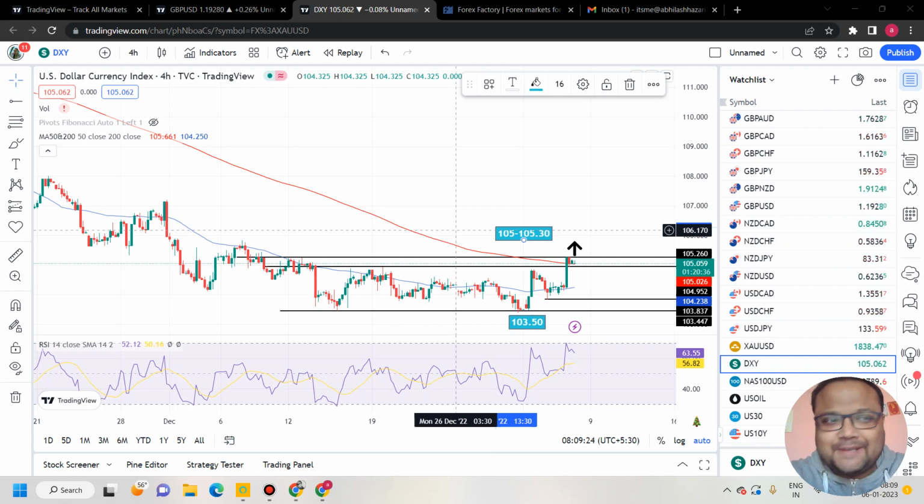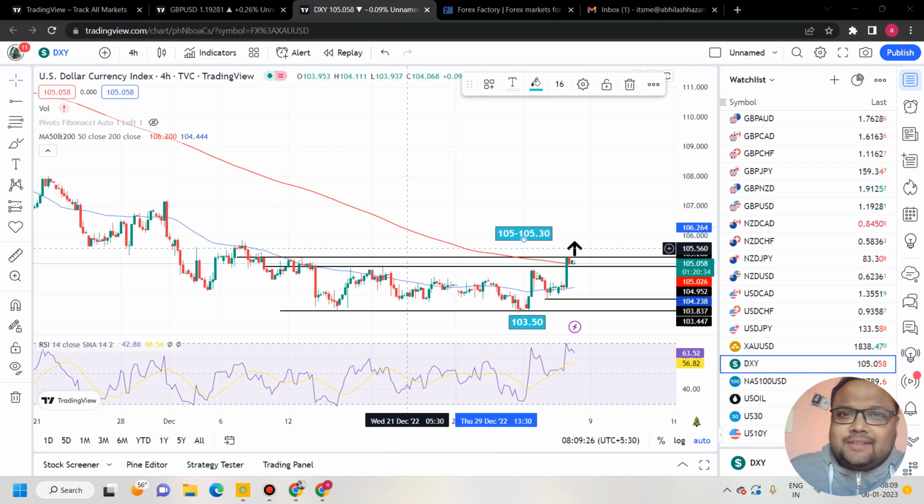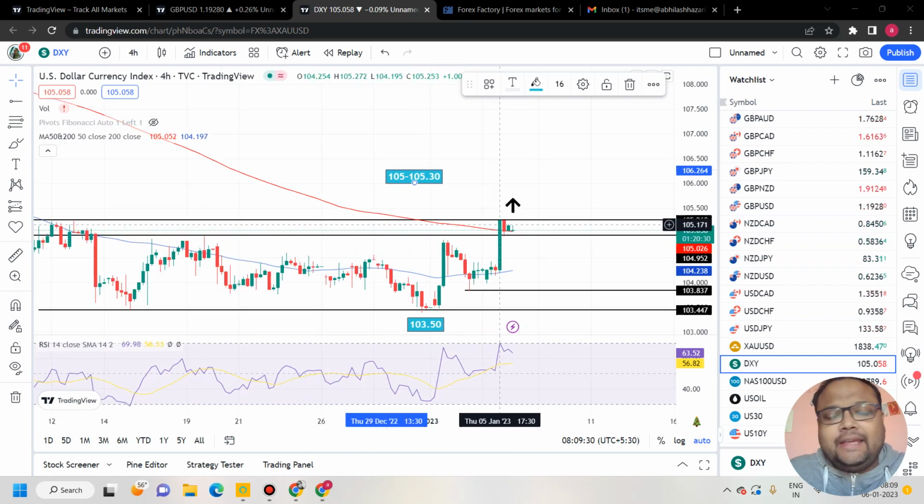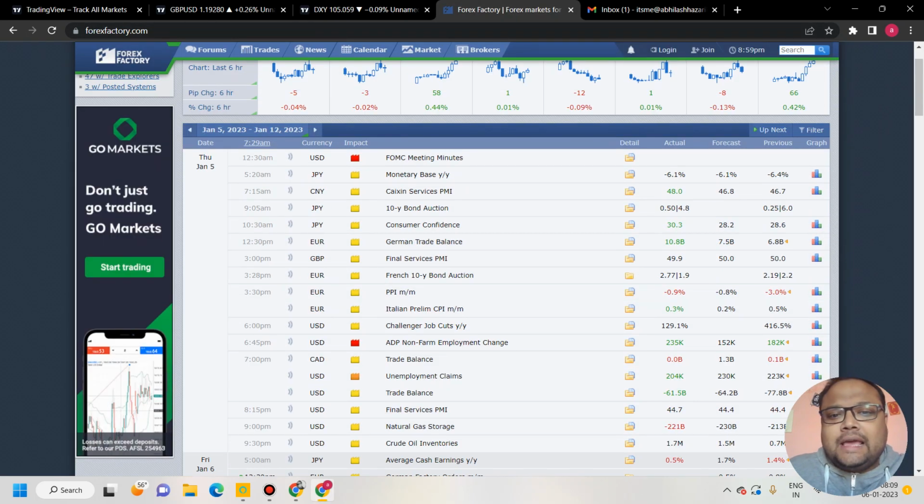So let's get started. This is the Forex chart of DXY, and as we all know, DXY showed a massive green candle yesterday, and the reason was the ADP non-farm employment change, and the numbers were much better than expected. But today is a big day for non-farm payroll, so my dear friends, please be careful during the event or news.